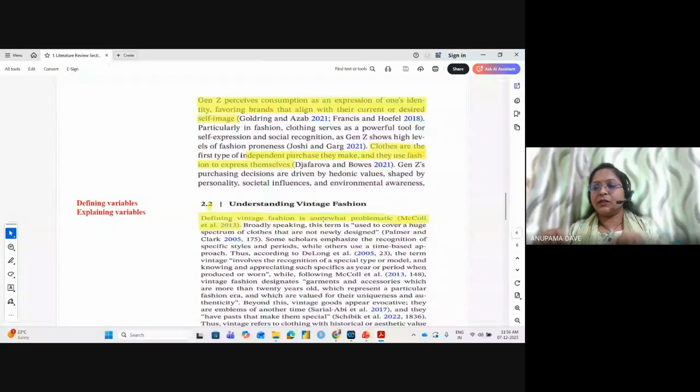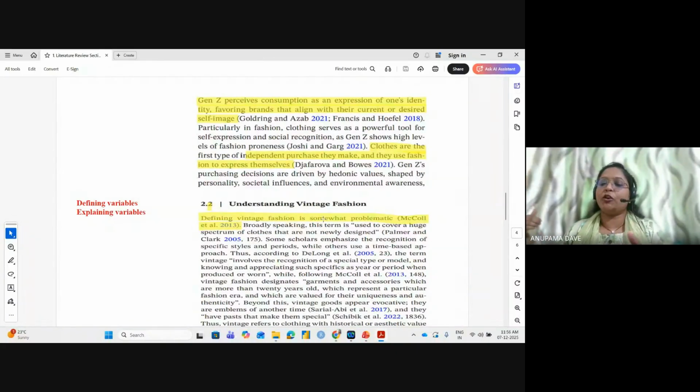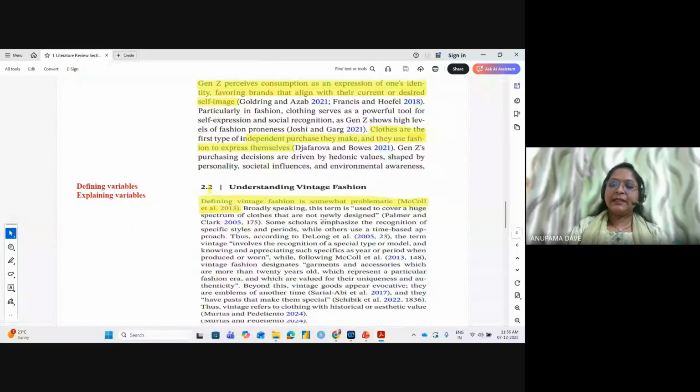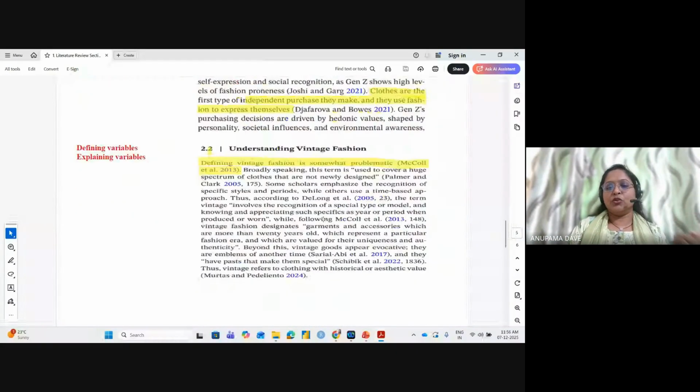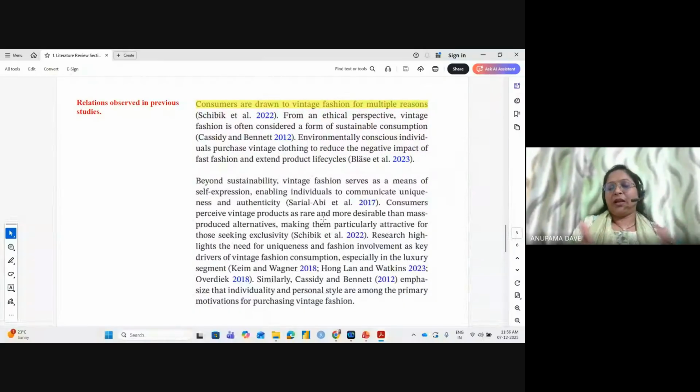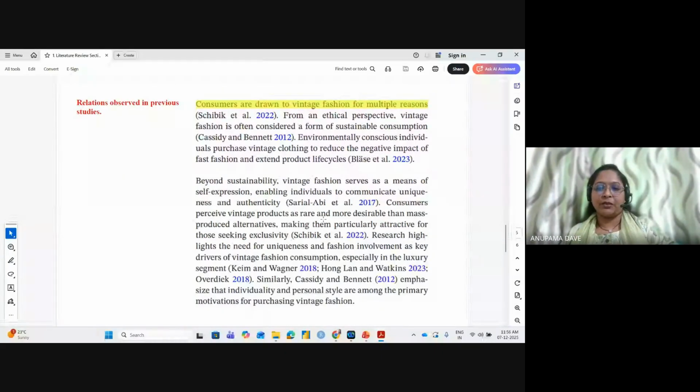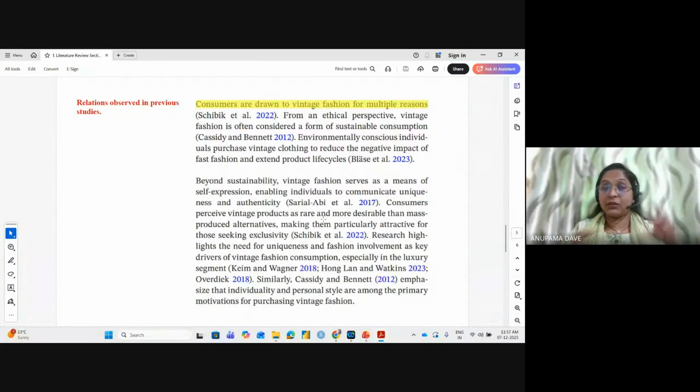Vintage fashion is somewhat problematic. Broadly speaking, this term is used to cover blah, blah, blah. So they are then explaining what vintage fashion is. And then they are talking about how consumers, now see, what have been the relation? Consumers are drawn to vintage fashion for multiple reasons from an ethical perspective. So the sustainability angle has been brought in by them.